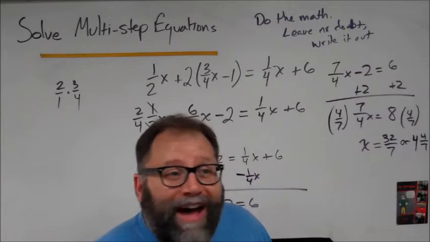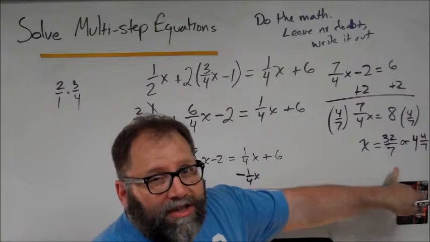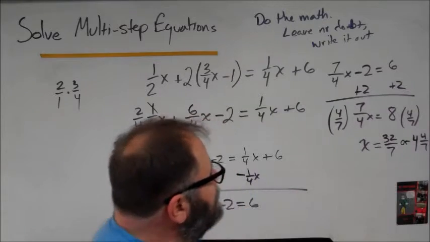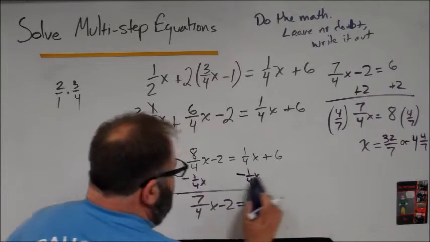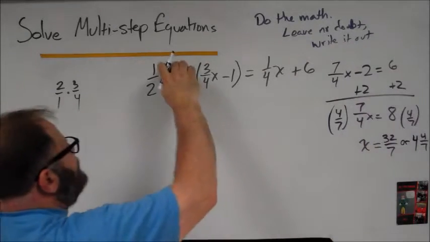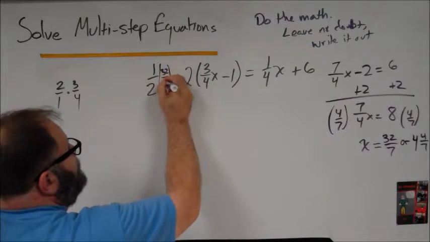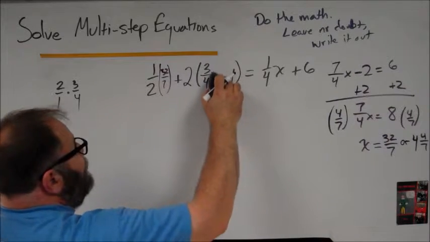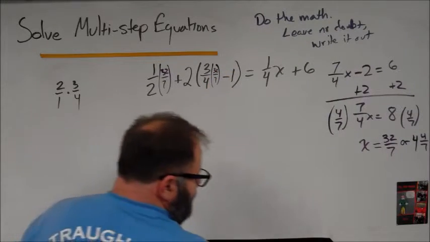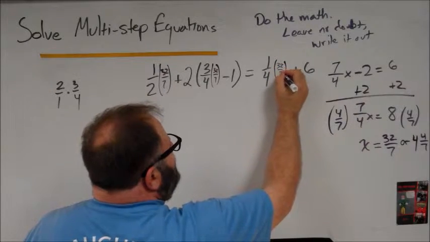Is that true? I don't know. We got to find out. Let's find out. When I do the check here, I'm going to use that improper fraction because I think that improper fraction is going to work for me better than anything else will when I put it into the equation. So let's go back to the beginning here. Here's our beginning. I'm going to take each x out and put in 32/7. Let's see how this goes.